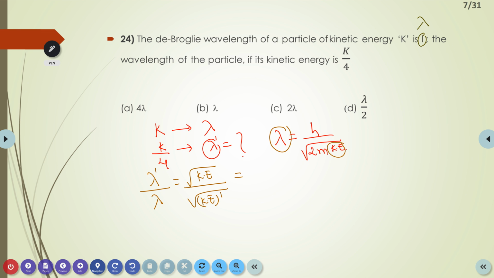Use it. This is equal to, the initial kinetic energy is how much? K. But here the new kinetic energy is how much? K by 4. So this K gets cancelled. Equal to what? Square root of 4, which equals 2. Therefore, the wavelength lambda dash equals 2 lambda. Is 2 lambda there? Yes.